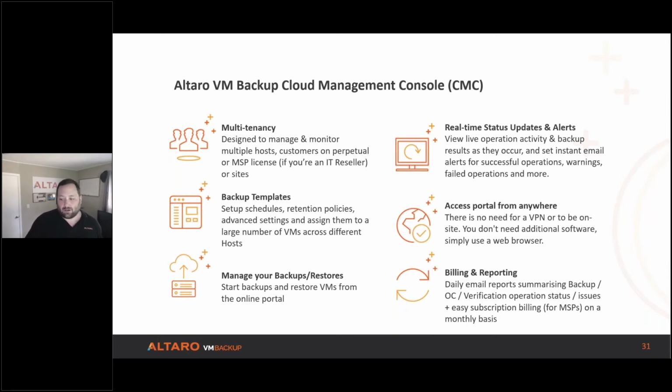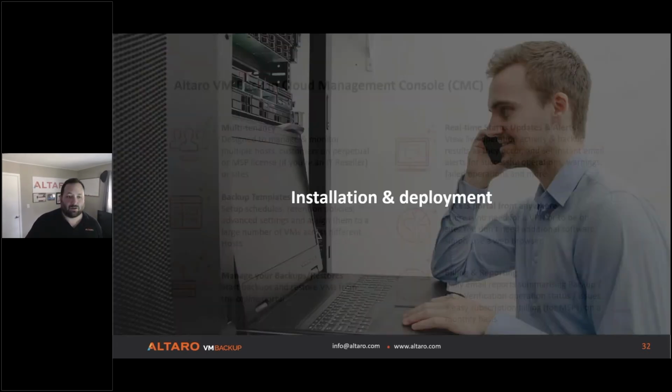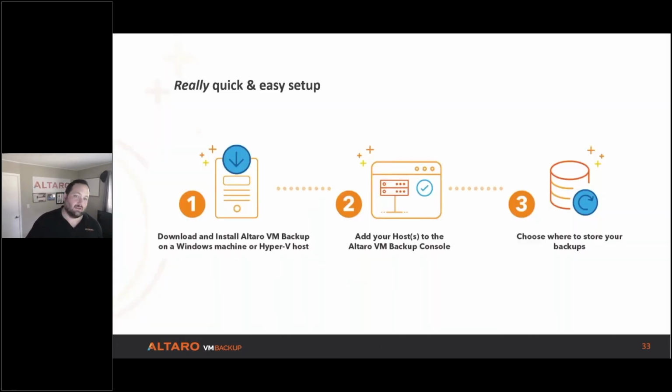So from there, a couple other things to cover here. Let's talk about installation. Installation is literally as simple as 1, 2, 3. You download the exe. You execute it. It just has to be installed on a Windows box somewhere in the environment. If it's a standalone Hyper-V host, you can install it right on the Hyper-V host if you want to. Just has to be a Windows box somewhere in the environment.